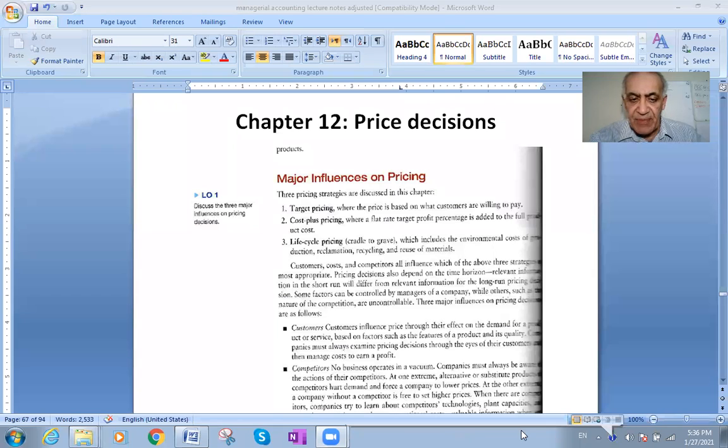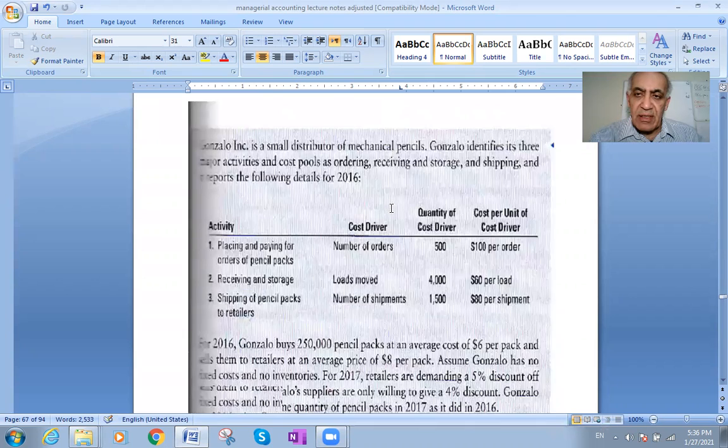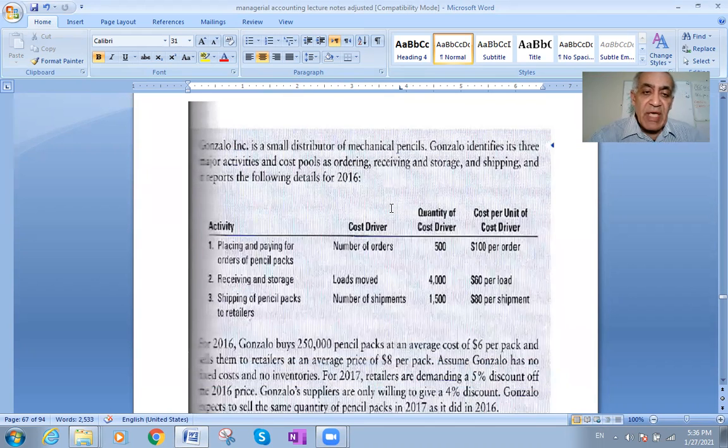We are now at chapter 12 about pricing decisions, and we will have an example of how pricing decisions work in organizations. Let's go to accounting for pricing decisions. You know very well that you have to consider the cost before the pricing decisions, because you have to calculate costs first, then go to the pricing. But we have an example here.